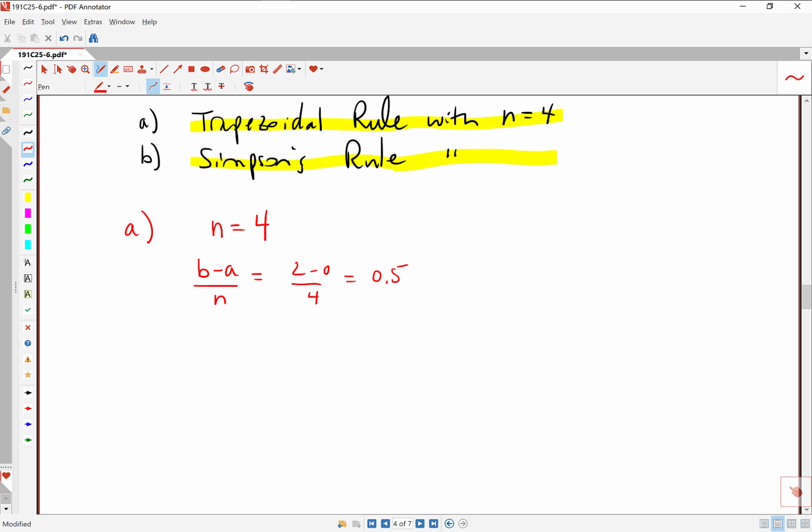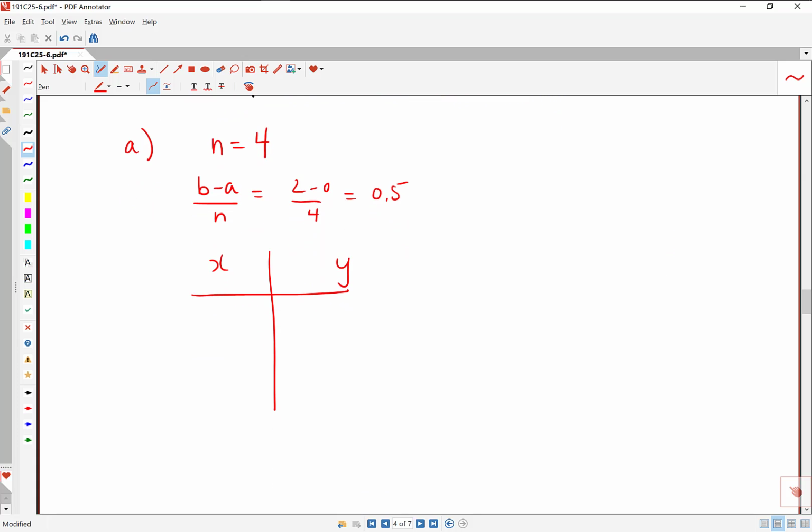And once we've got that, then we can build our table of values. And we'll be able to use that table of values for both parts of the problem, so we won't have to replicate that work. So you start at a, which is 0, and you go up to b, which is 2, and you're going up by whatever your step size is, which is 0.5. So 0, 0.5, 1, 1.5, and 2.